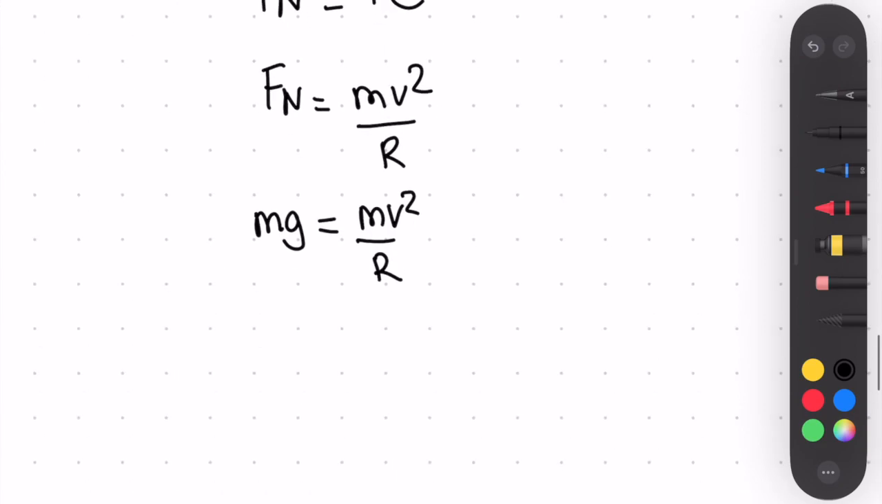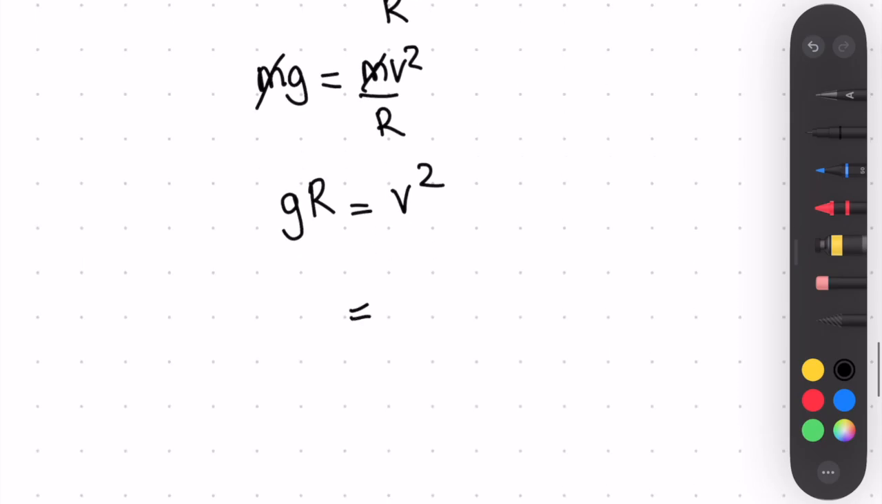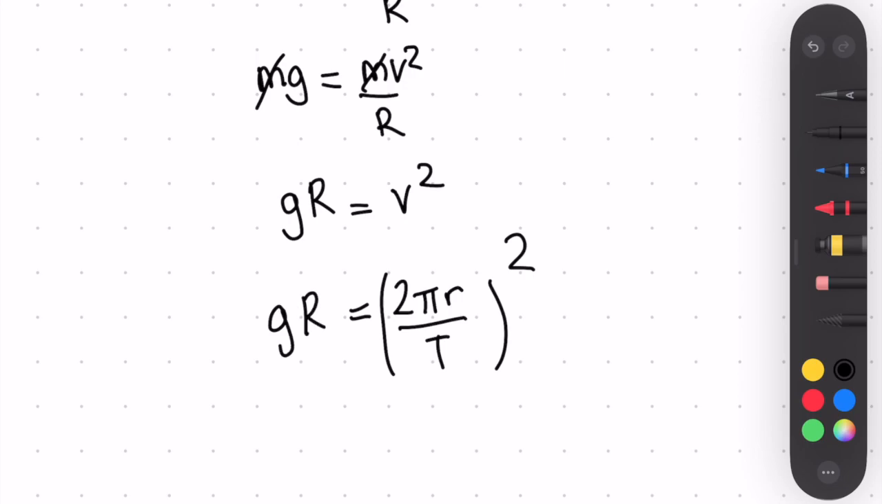That helps because mass will cancel out on both sides, so you don't have to consider the mass, which is excellent because we're not given the mass anyway. And then you have g, your gravity, and you can multiply by your radius. So g times r is equal to v squared. And then we said that your v is equal to your radius times your angular velocity, which is 2 pi r over t. So 2 pi r over t is your velocity, and squaring that whole term is equal to gr right here.